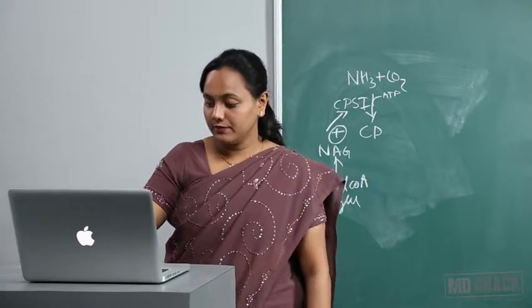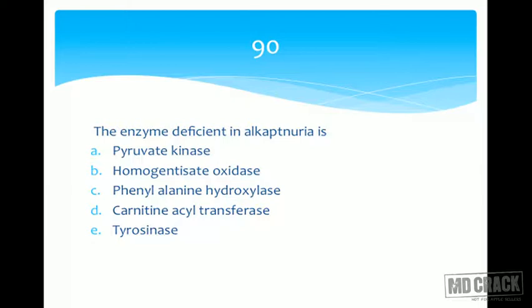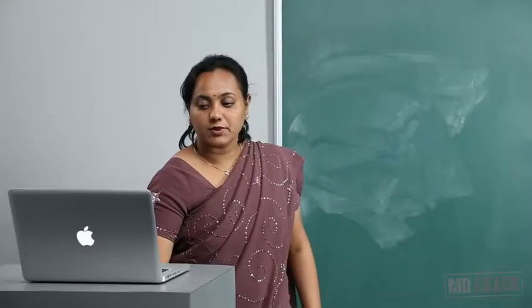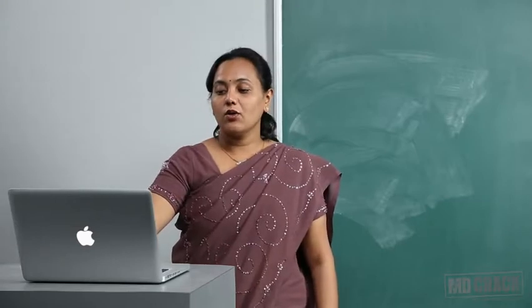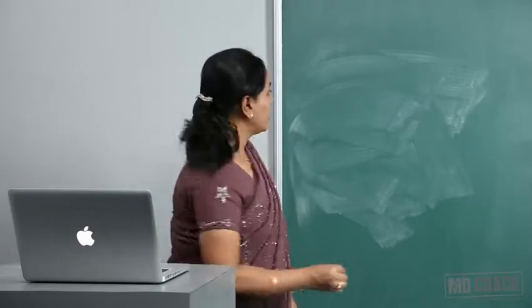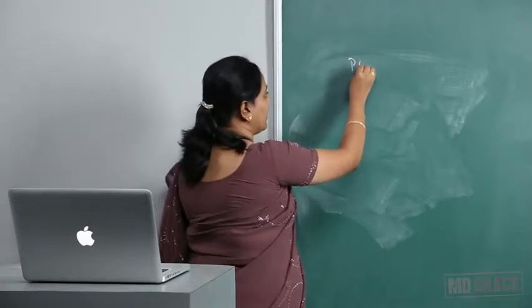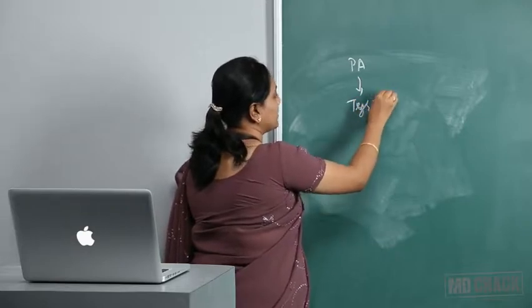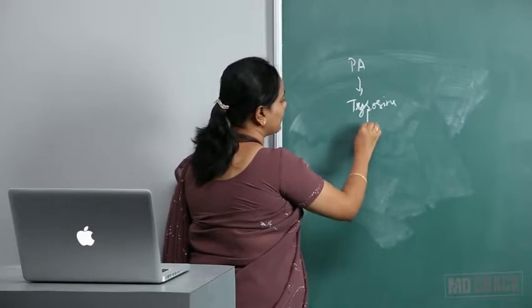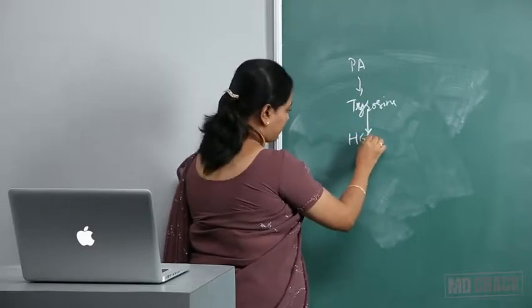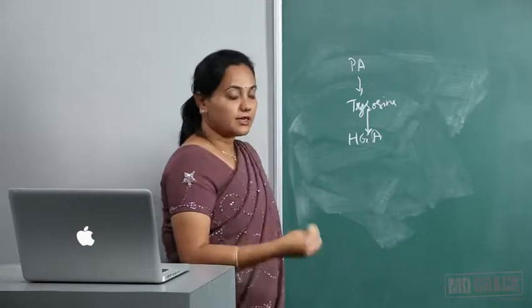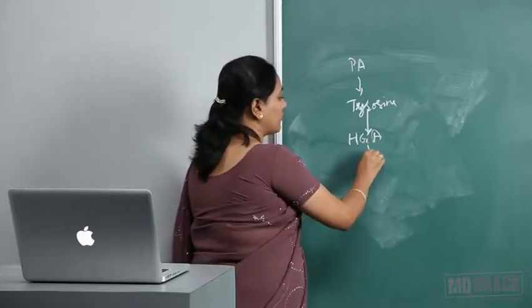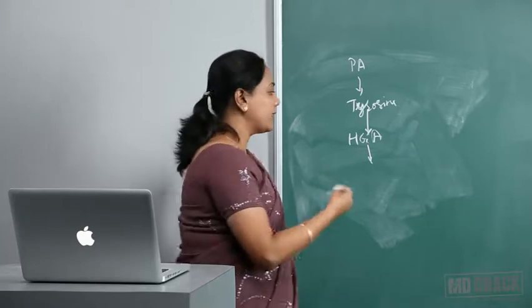Let's go to the next question. The enzyme deficient in alkaptonuria is... I think this is something that should be known, and the answer is homogentisate oxidase. Remember, from phenylalanine to tyrosine. Tyrosine metabolic pathway. Tyrosine is further converted to homogentic acid. Homogentic acid oxidase is responsible for the further conversion of homogentic acid to fumarate and acetoacetate.